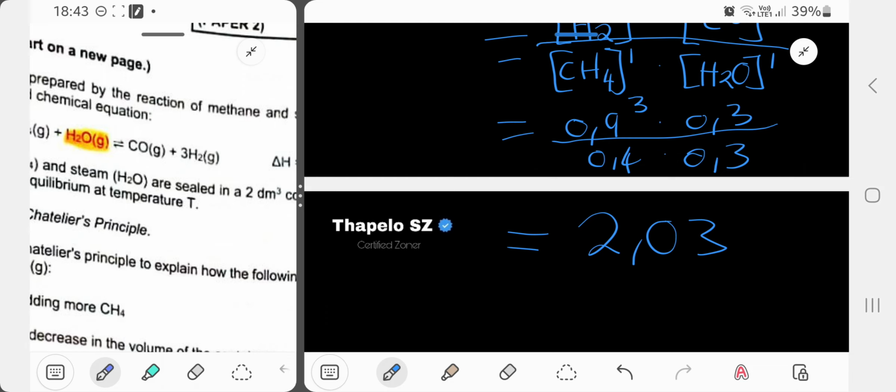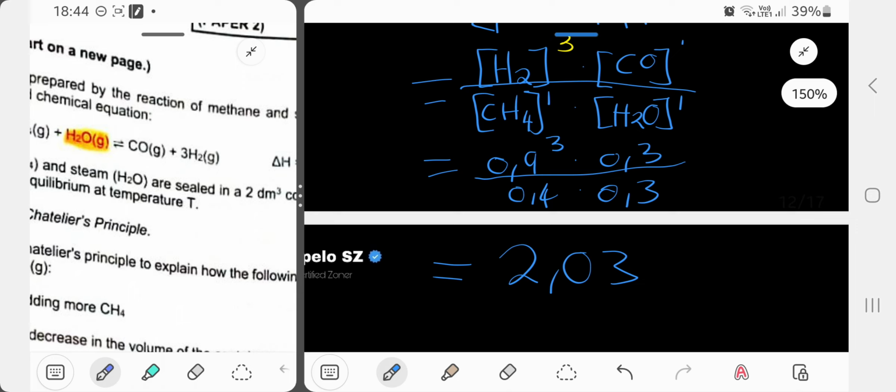And remember that Kc does not have a unit because Kc is simply the ratio of the concentrations. So a ratio does not have a unit, okay?